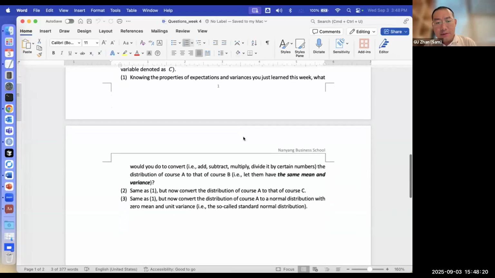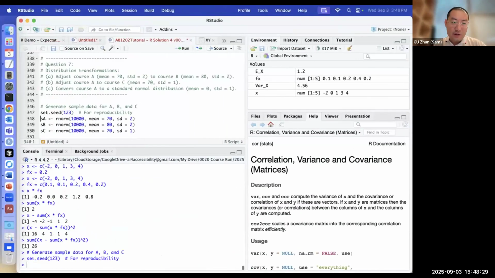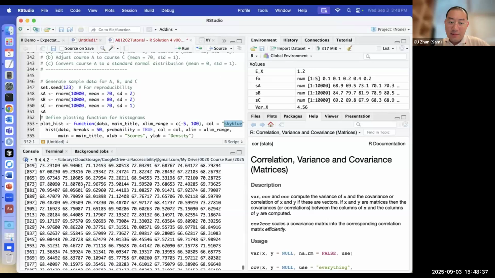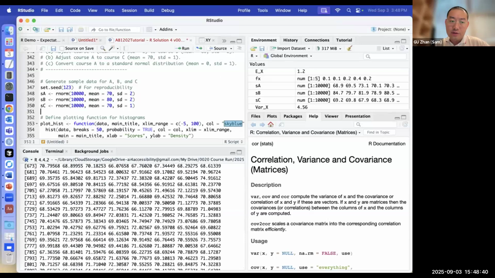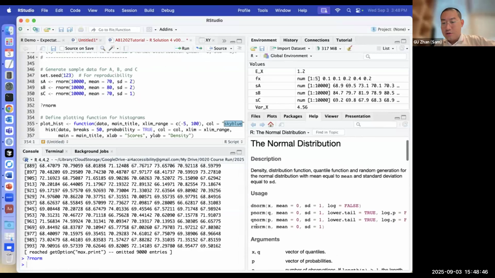Knowing the property, what will you do to convert class A to class B? So let's have a look at a few classes first. I'm doing simulations, so SA, SB, SC. So SA basically I have a lot of numbers drawn from an rnorm function, right? rnorm is the normal distribution. It draws a number of samples from a normal distribution with a given mean and standard deviation. So this draws 10,000 samples from the mean and standard deviation of class A.